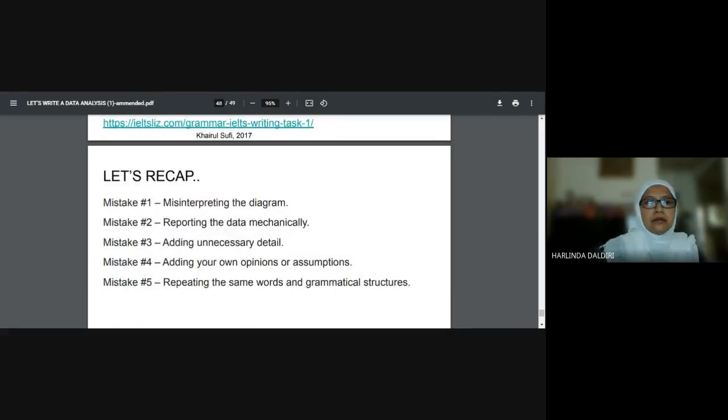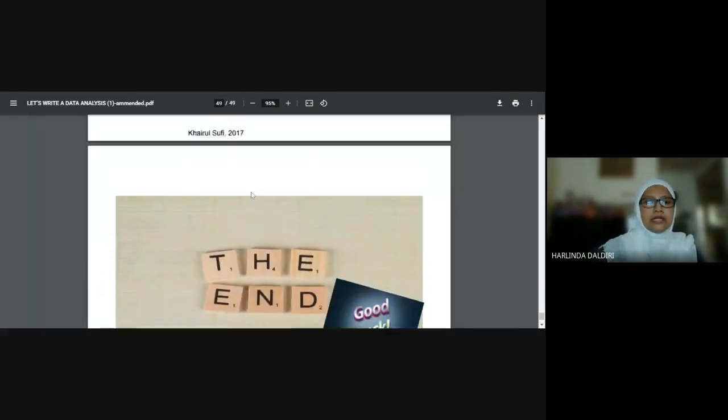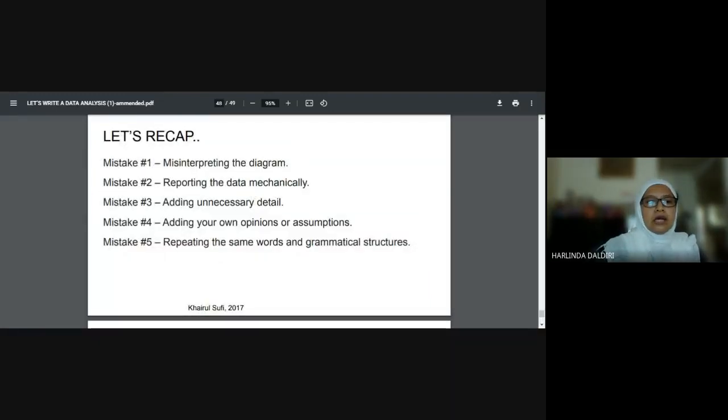So let's recap. This will be the last. Mistake number 1, misinterpreting the diagram. Mistake number 2, reporting the data mechanically. Mechanically here means the way you write the sentences is like a robot, blah blah blah. How not to make your sentences mechanical?